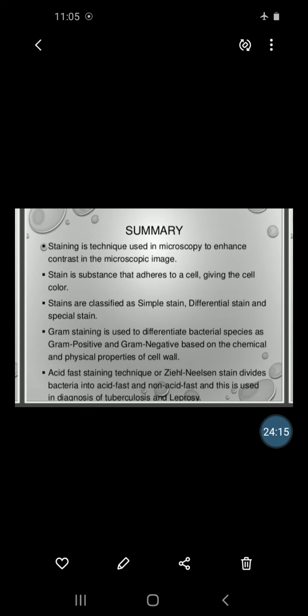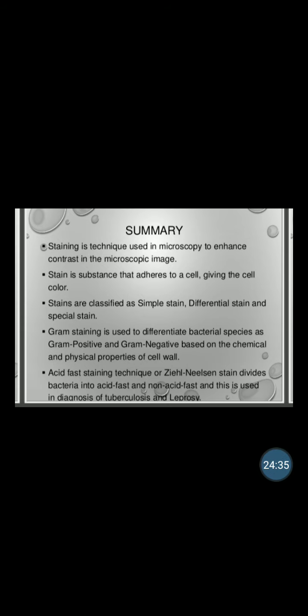Then we will see the summary of these staining techniques. After watching these 3 to 4 videos, from the introduction of staining techniques onward, we are able to explain the staining techniques which are used in microscopy. Yes, we will see the summary.